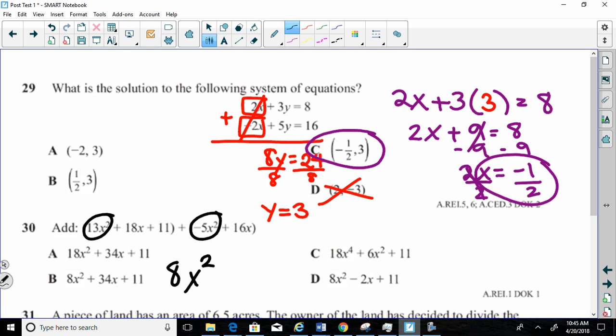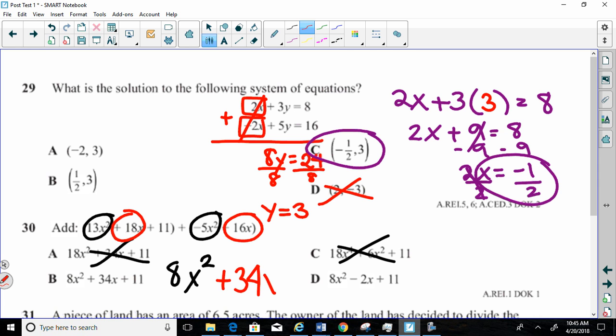So 8x squared, which one's going to get rid of automatically? A and C. Then I do 18x plus 16x, positive 34x. So which is your answer? B. So remember, as soon as you get the answer, just make sure you click on it and move on to the next one. Don't check, if you want to check it, flag it. But the biggest thing I see is people just running out of time.